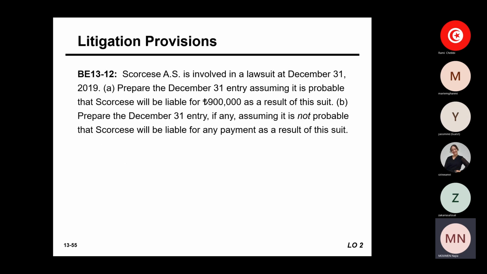Okay, here we have a small example regarding how to record these litigation provisions. So we have Sources involved in a lawsuit at December 31. Prepare the December 31 entry, assuming it's probable that Sources will be liable for 900,000 lira, Turkish lira, I guess, as a result of this suit. And then prepare December 31, if any, assuming it is not probable that Sources will be liable for any payment as a result of this suit.